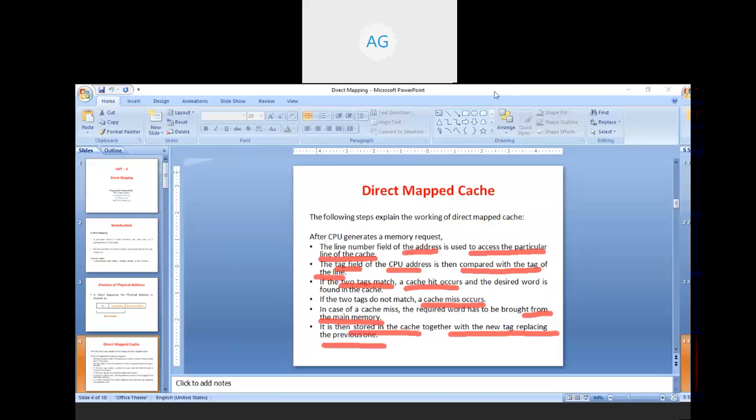All of you understand this point? Just write in the chat box so that we can move to the numerical part. You need to remember the formula as well as the physical address format of the direct mapping.